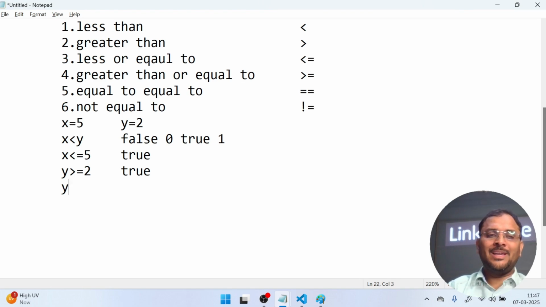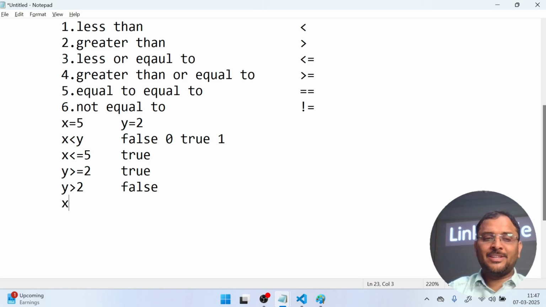If you check y is greater than 2, then here you will get false, because y is 2, and 2 is not greater than 2. Here 2 is equal to 2. So whenever you want to consider this value, then use equal to. If you don't want to consider this value, then don't use the equal to. So here are the less than and greater than operators.